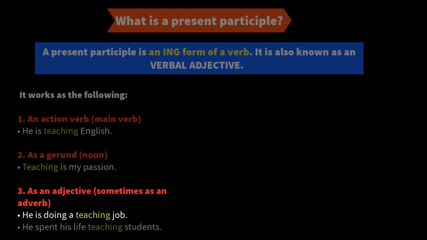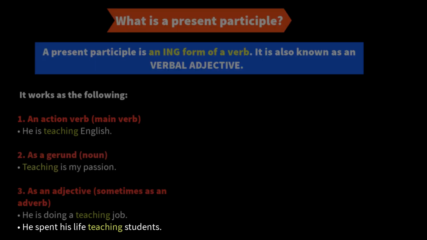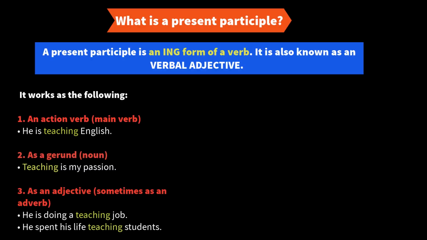Sometimes it can work as an adverb too. Let me show you an example. He spent his life teaching students. So teaching here is working as an adverb, modifying the verb spent. He spent his life in what way? Teaching students. So guys, a participle can work as a verb, as a gerund, and also as an adjective.